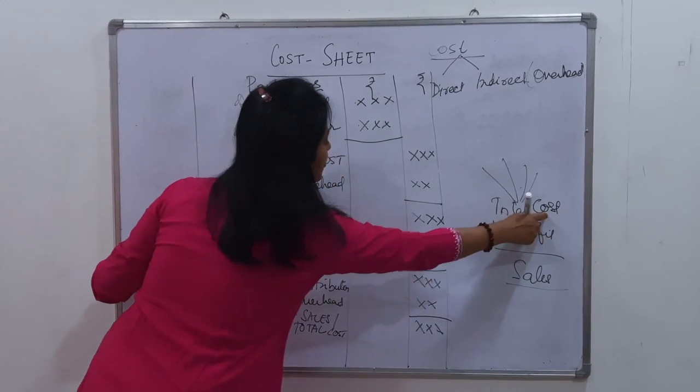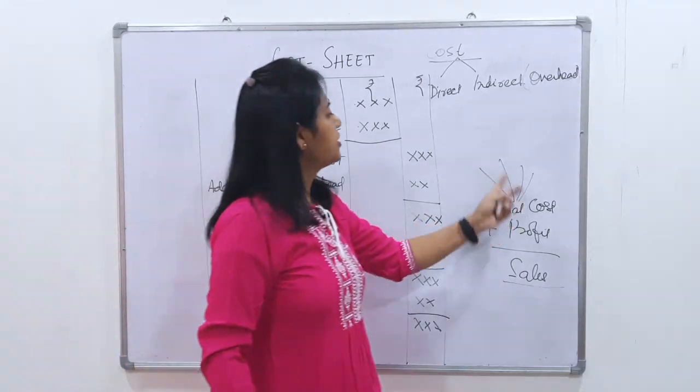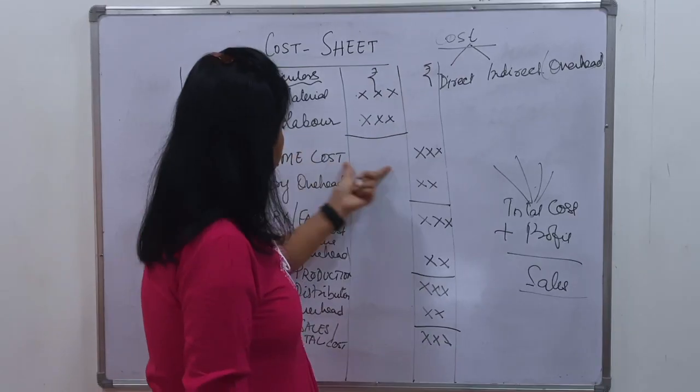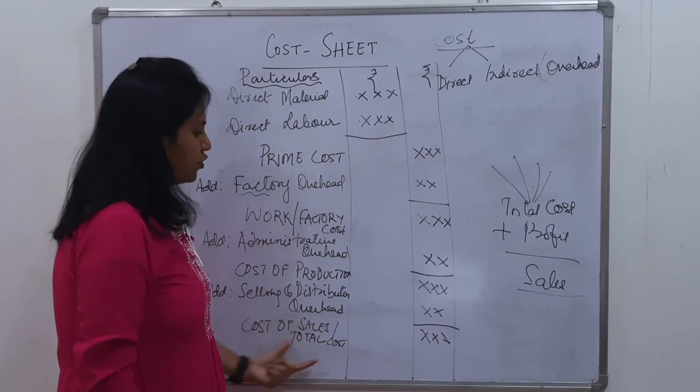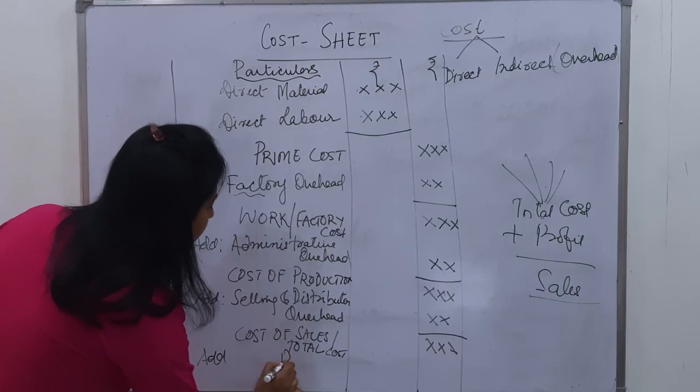So management is interested to know the total cost. It has originated from different cost components: prime cost, works cost, cost of production, cost of sales or total cost. With this I add a profit.